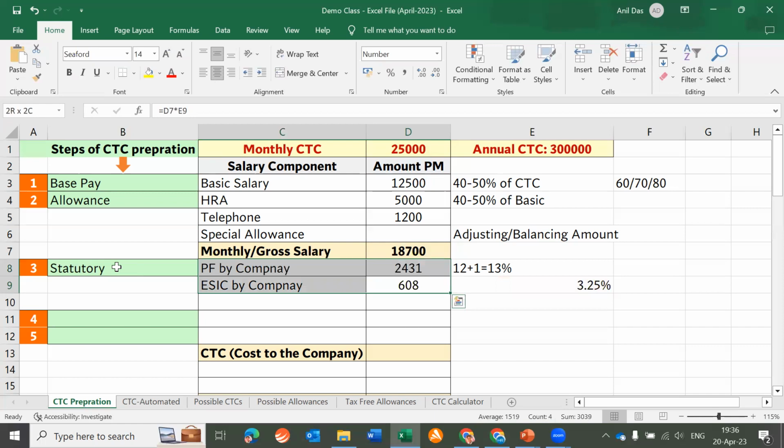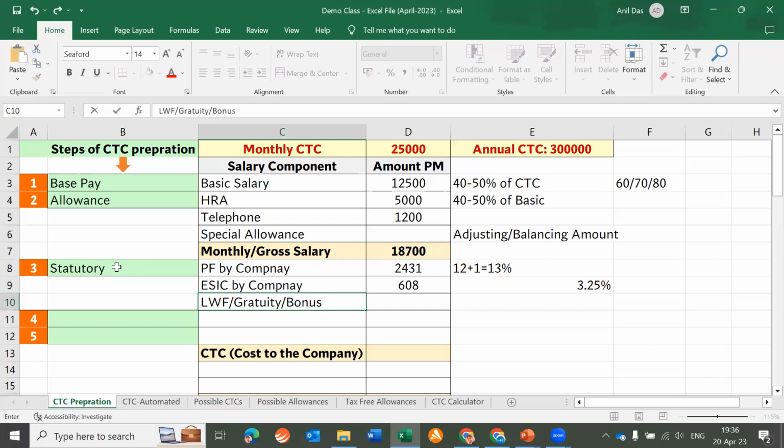These are costs to the company. If you want to add labor welfare fund, if it is applicable in your state, you can add that. If you want gratuity, you can add that. If you want to add bonus, you can add that. This person's CTC is not that great. So we are not adding these. But if you want, you can add this also. 50% of the companies add gratuity and bonus. 50% of the companies in India do not add that. Both the options are correct.